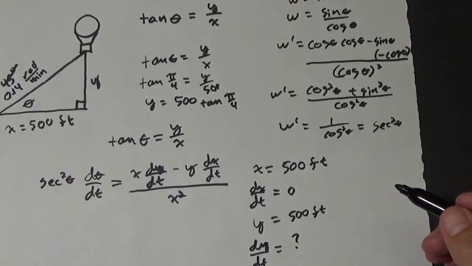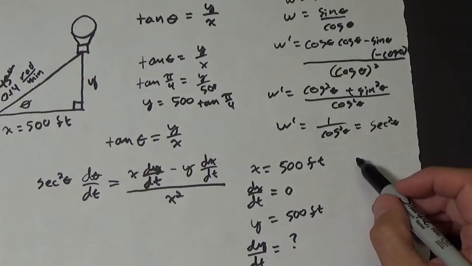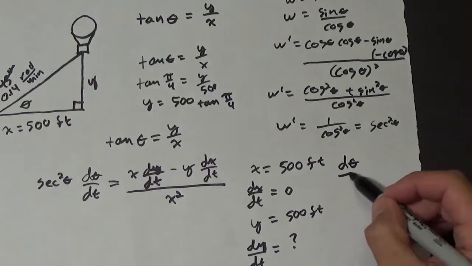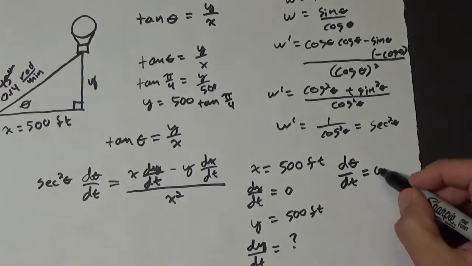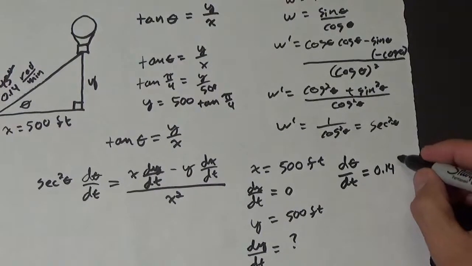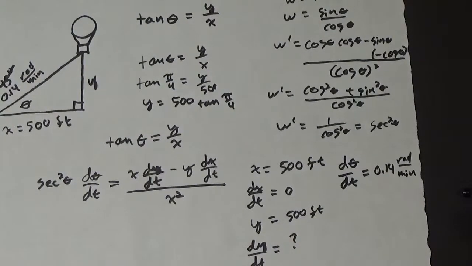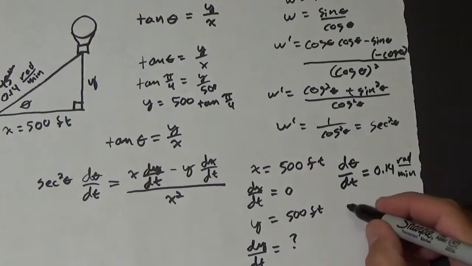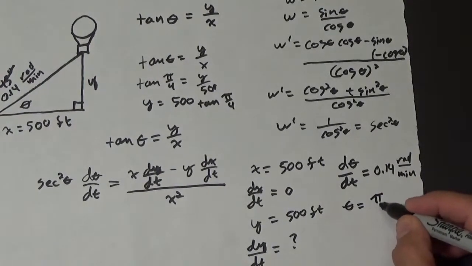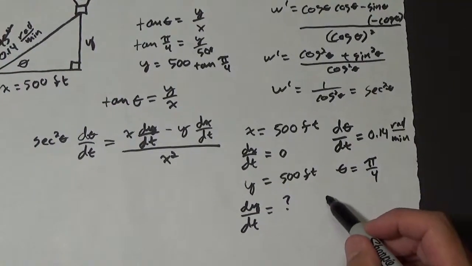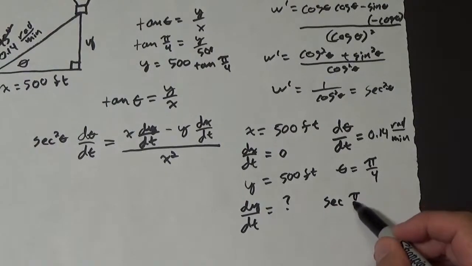Okay, so we also need the secant of theta. And we need d theta/dt. Let's put d theta/dt first. d theta/dt, we got 0.14 radians per minute. That was given in the problem. Now theta is pi over 4, but we need the secant of theta. So let's figure out the secant of pi over 4.